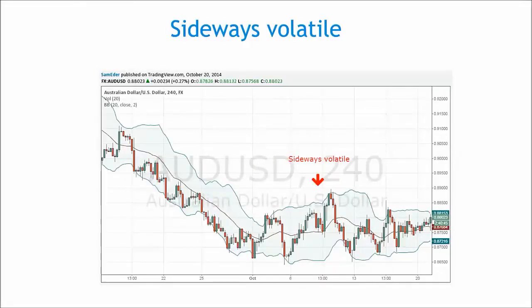Sideways volatile. In a sideways volatile market type, the bands are wide and there is a large sideways price movement. Sideways volatile market types suit a band trading approach. Look for prices to get to the edge of the band and fade the move back towards the opposite edge of the band.